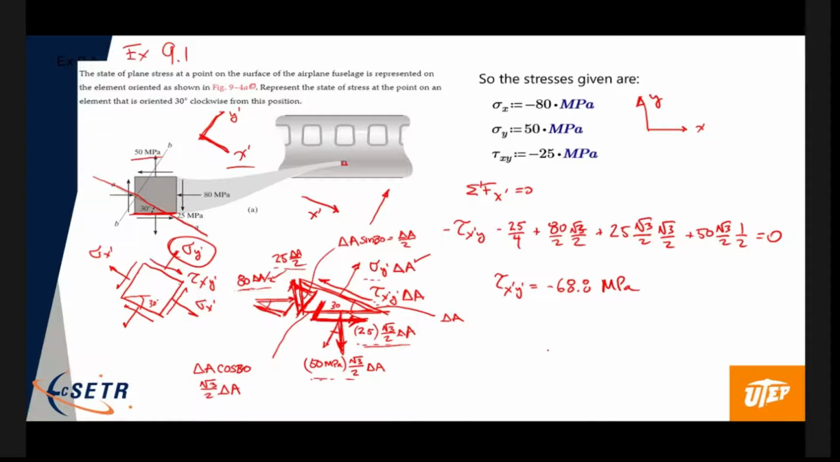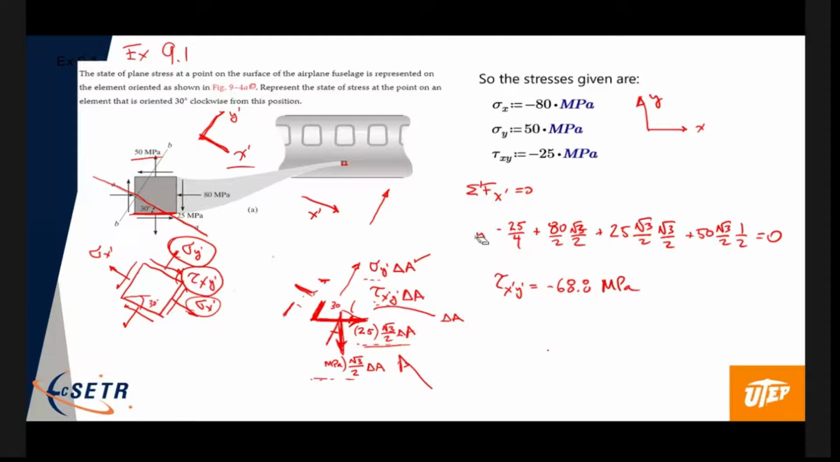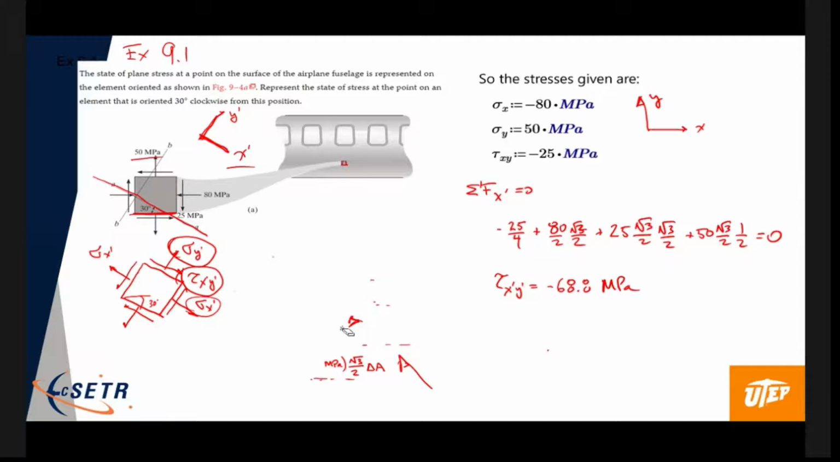So now we have this component and this component. But we don't have the normal stress in the x prime direction, because, although you can't see it because it's such a mess, it does not show up in this free body diagram. So we need a different free body diagram. We're going to cut it on the B face. The second free body diagram is going to expose that value.